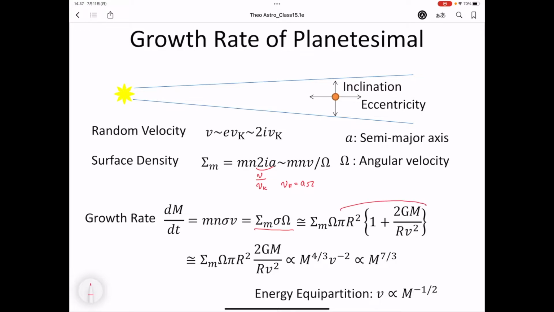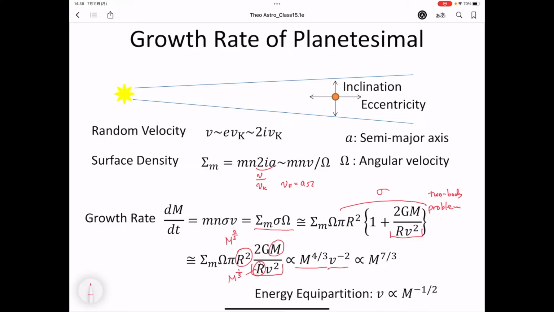So this part is the cross-section for the collision sigma in the case of the two-body problem. Then we only consider the case where the gravitational focusing effect becomes significant. So we only take the gravitational focusing effect. Then R squared is proportional to m to the 2/3, so R is proportional to m to the 1/3. This is proportional to m to the 4/3 because of the m that appears here, times v to the minus 2.